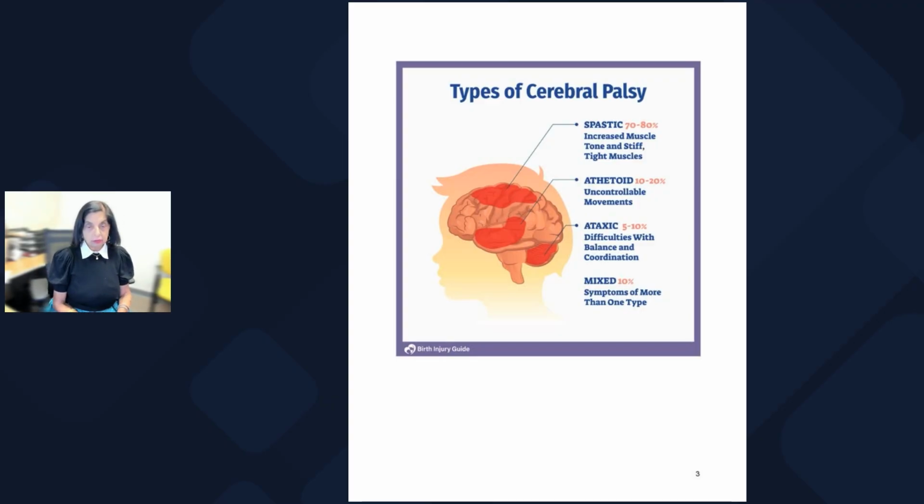These summarize the types of cerebral palsy. Spastic is the most common type, 70 to 80% of the babies affected, and you can see from the slide they have increased muscle tone, stiffness, and tight muscles. Athetoid type, they have abnormal, uncontrolled movement. Ataxic type, difficulty with balance and coordination. And 10% of these cases have mixed symptoms of more than one type.